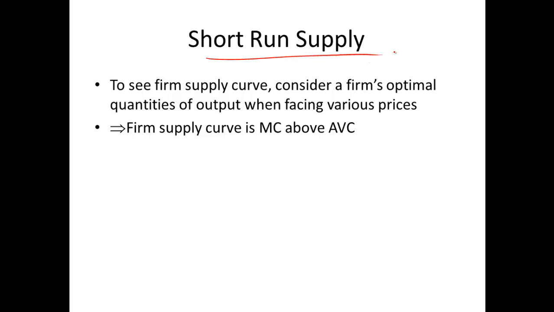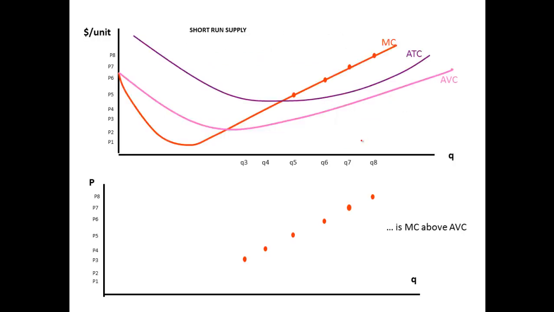So here's the exercise. To derive the firm's supply curve, let's consider a firm's optimal quantities of output, meaning its profit maximizing quantities of output, when the firm faces different hypothetical prices. What we're going to see is that the supply curve ends up being the marginal cost curve above the min of average variable cost. All right, so how do we see that?